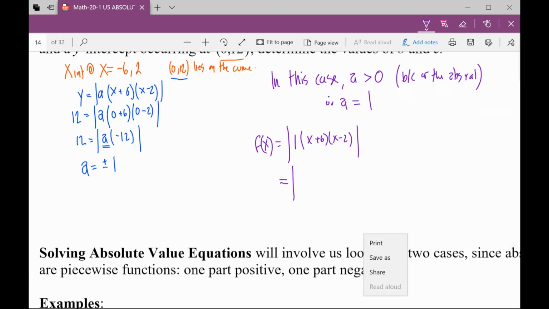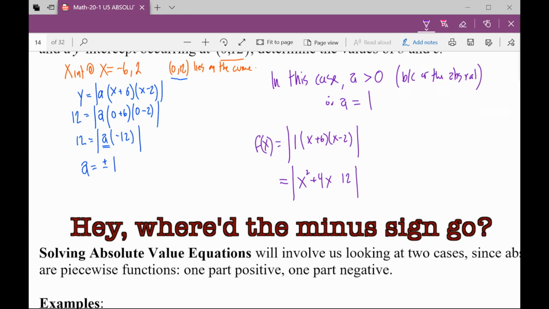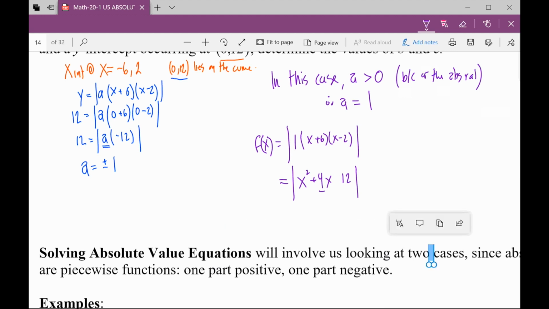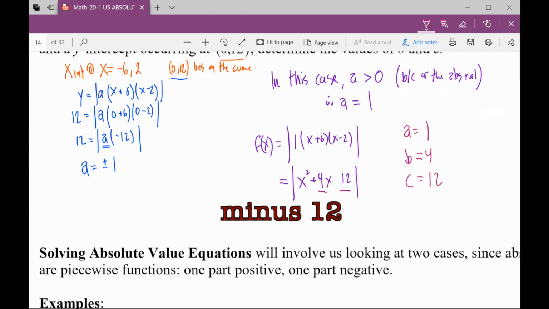X plus 6 times x minus 2 is going to be what? X squared minus 2x plus 6x, so plus 4x, and minus 12. Cool. And so now we can very easily and quickly read off the a and the b and c values. A, it's not asking us for a, but let's put it down anyways. B would be 4, and c would equal 12.